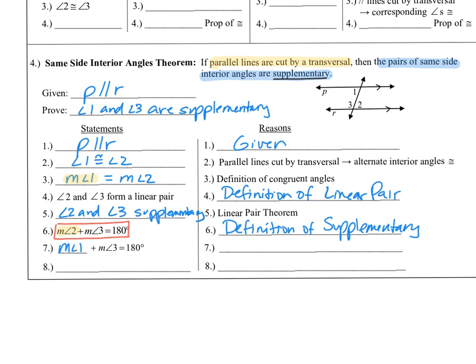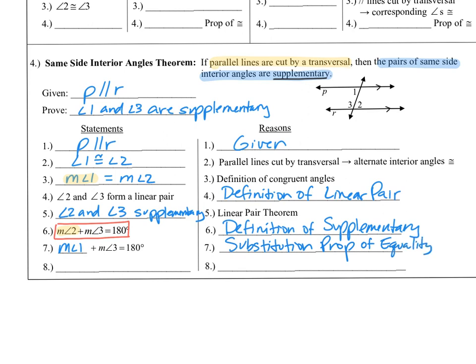The justification for taking the measure of angle 2 out and replacing it with what it's equal to is what's called the substitution property of equality, which says if two things are equal, we can replace one with the other. So, substitution property of equality.